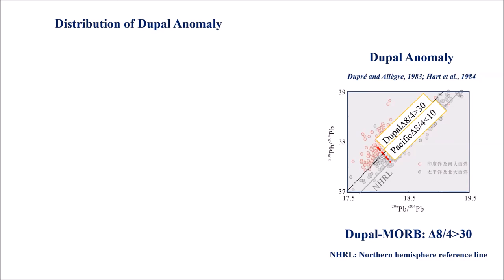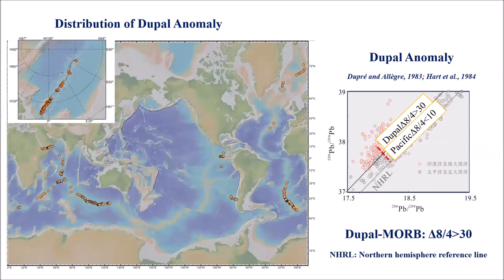Hart used the Pacific and the North Atlantic oceanic basalts as baseline, the Northern Hemisphere Reference Line here. They calculated the deviation of 208Pb/204Pb ratios relative to the NHRL, and named that delta 8/4. So delta 8/4 over 30 was mostly used as a DUPAL signature. Therefore, we use our new compilation of the data to plot the distribution of DUPAL MORB with delta 8/4 over 30 as the green dots, orange dots in this map.